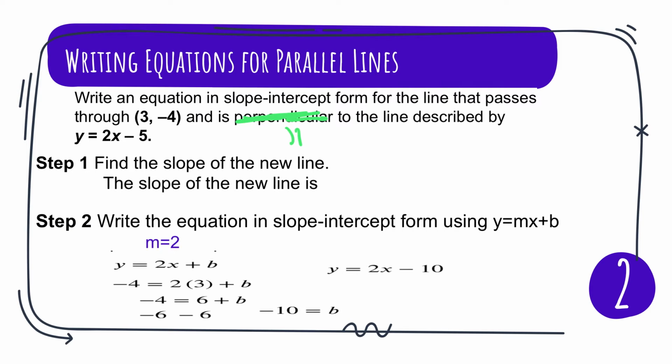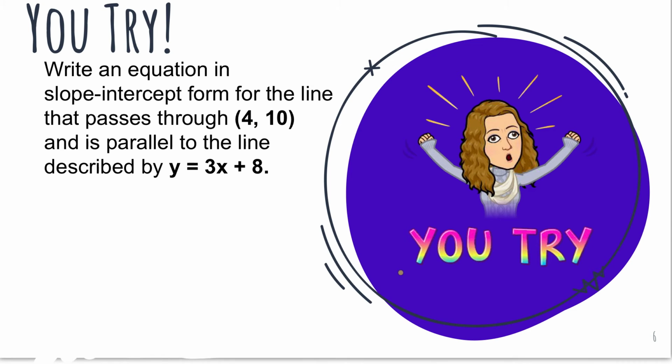You could have easily used the point slope form for writing this equation, and you would have gotten the same result, but once you got your equation into point slope form, you would have had to convert it to slope intercept form because that's what it was asking in the question. So you try.